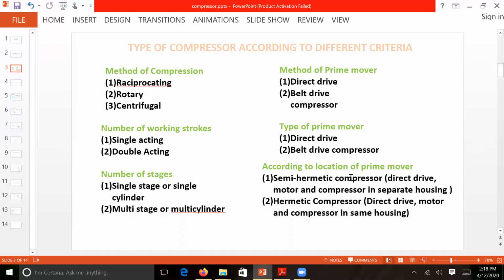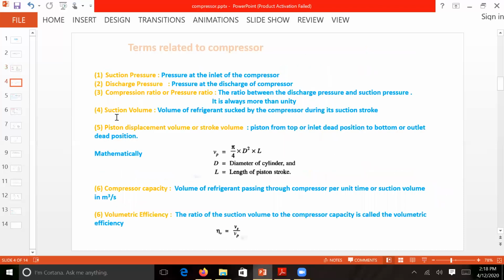That is called a hermetic compressor. Semi-hermetic means your direct drive motor and compressor are in separate units. In a hermetic compressor, the motor and compressor are both in a single unit. Semi-hermetic is when you have your driving unit outside. So these are the different types of compressors according to the different classifying criteria.